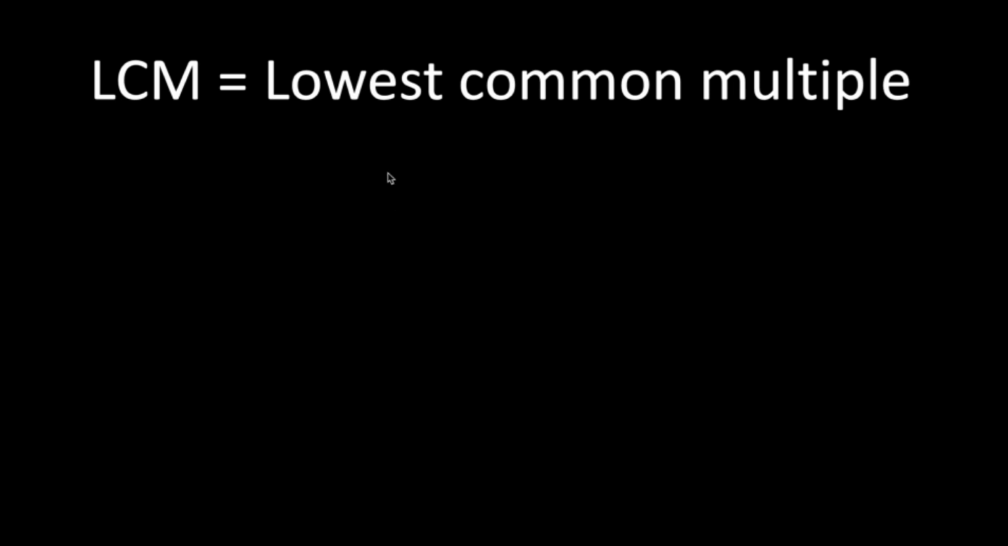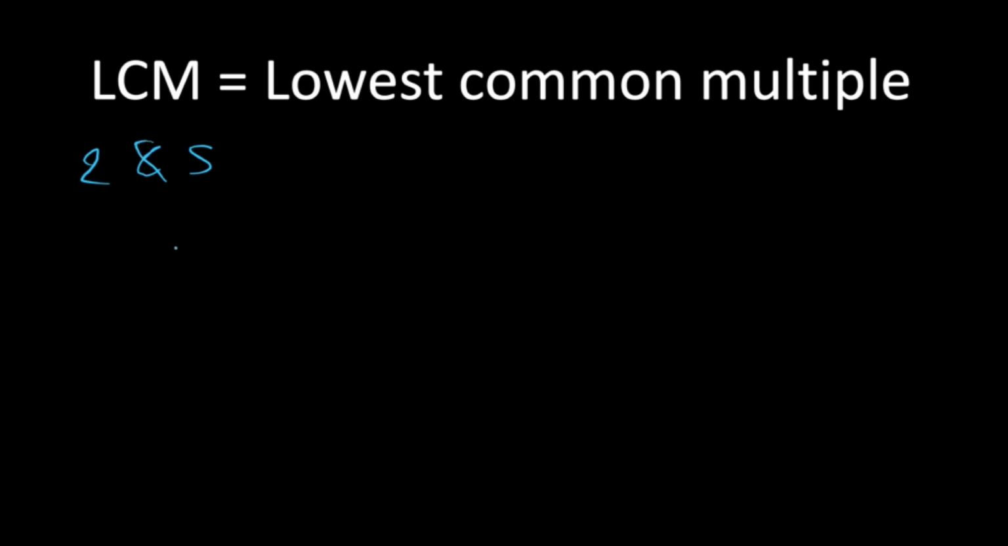So what is LCM? LCM stands for the lowest common multiple. The lowest common multiple basically means the smallest number that will divide by all the numbers in the question. Okay? So for example, what is the lowest common multiple for 2 and 5?